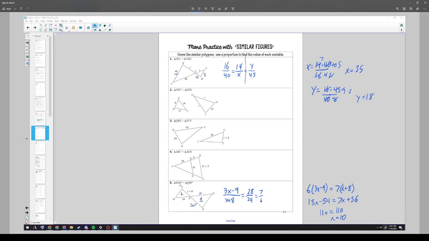All right, so that's how we could work some of these problems. It's all about reading those similarity statements, matching up the correct sides, and then setting up our proportions. So hopefully that helps jog your memory on this one, and we'll continue on in the next video.